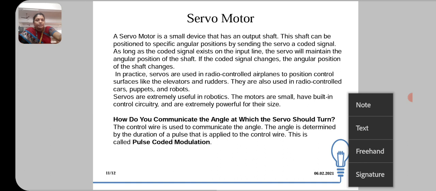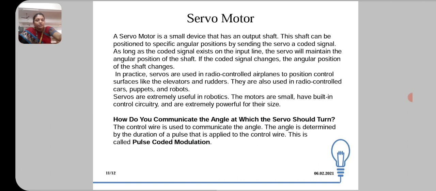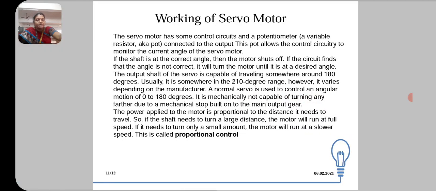Using pulse code modulation, the control wire is used to communicate the angle. The angle is determined by the duration of a pulse that is applied to the control wire. This is called pulse modulation. The servo motor has some control circuits and a potentiometer connected to the output. This part allows the control circuitry to monitor the current angle of the servo motor. So this is the working principle of the servo motor.